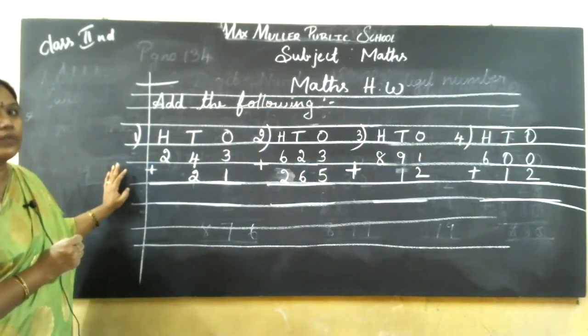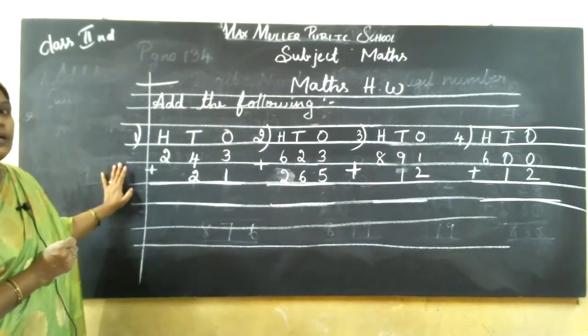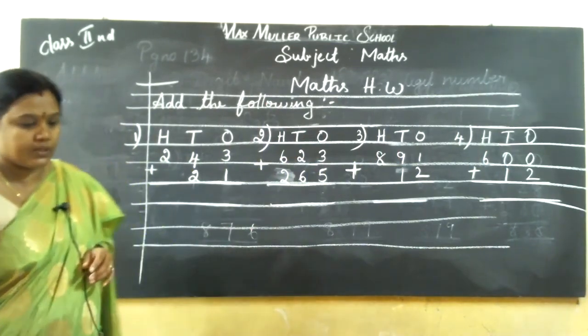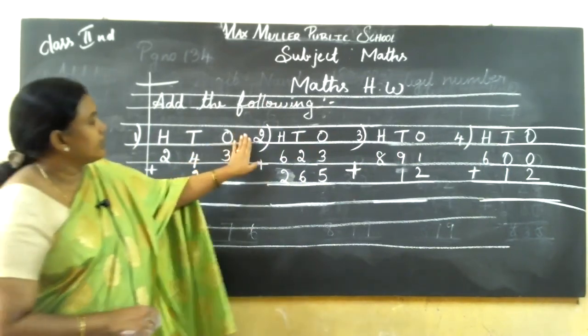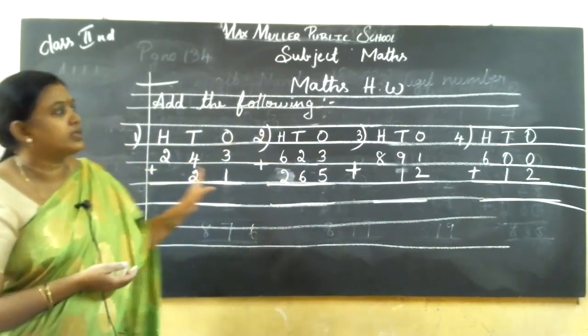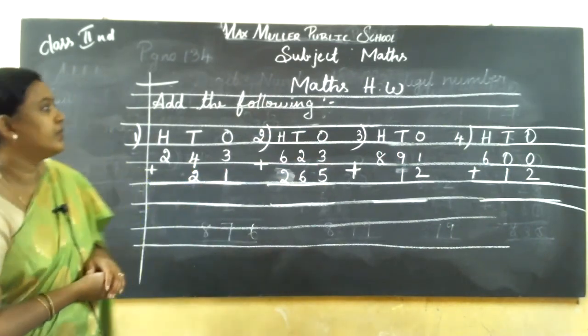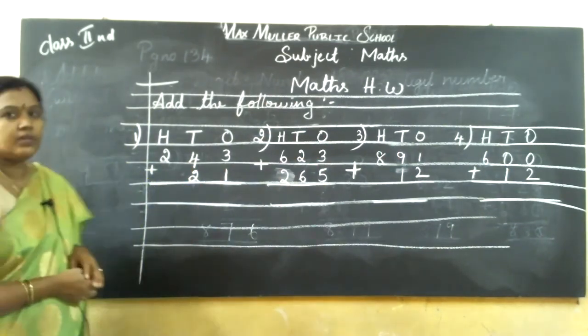These 4 sums homework, children, you want to do neatly. Friday I will check. Write neatly without making mistakes. Leave 3 finger space. Only 4 sums I give. Next class I will give answers for these, children. Homework understood? Now thank you, children.